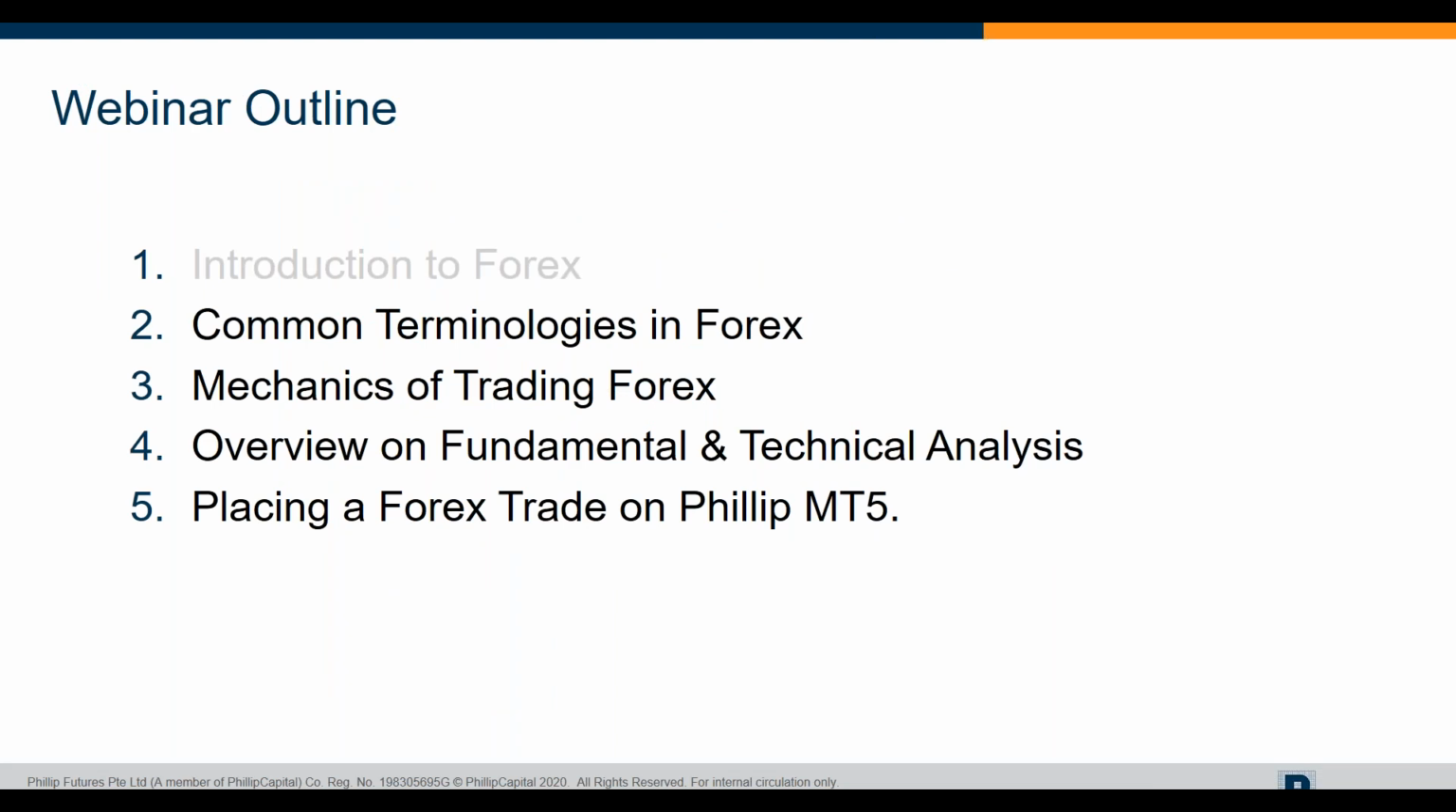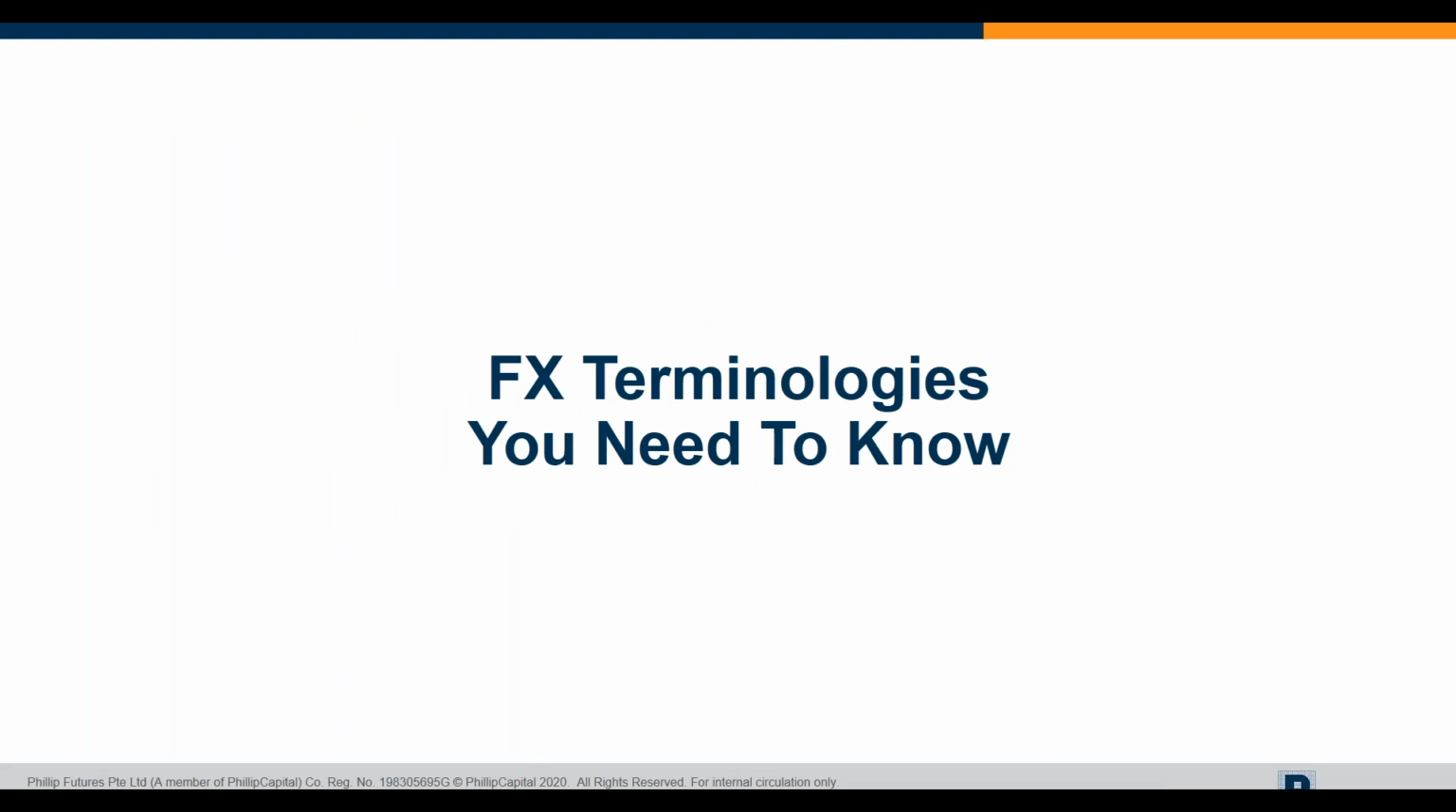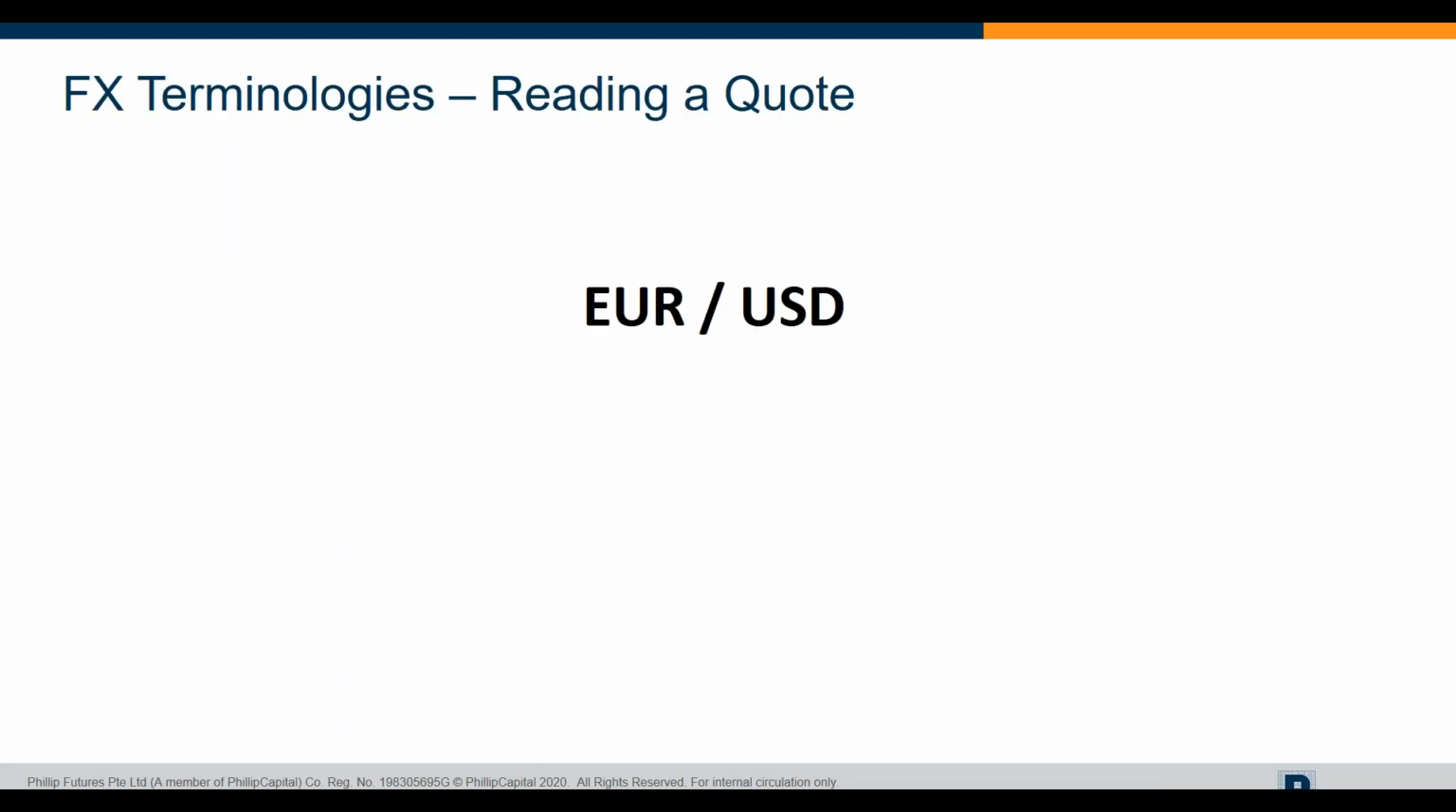So moving on, we will cover some of the Forex terminologies you need to know. To start out, let's look at this currency quote. So you can see on the screen is Euro USD. This is a conventional way of quoting currency. It is in 6 letters. The first 3 letters is what we call the base currency. The second one is called the quote currency or the profit currency.